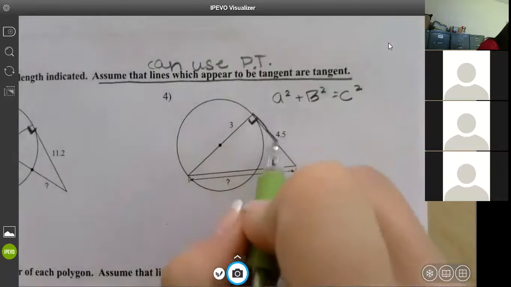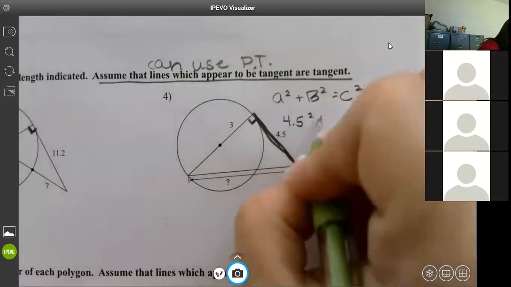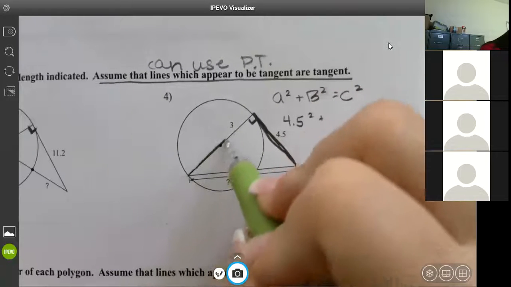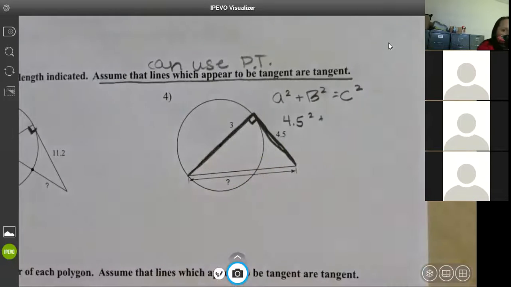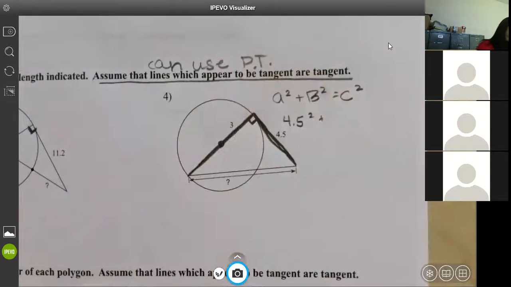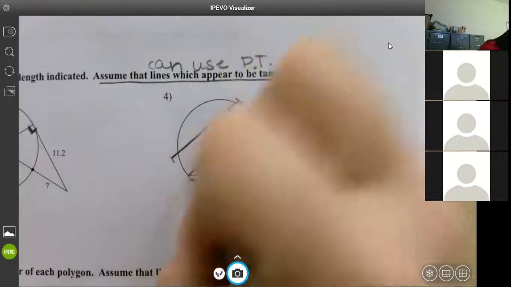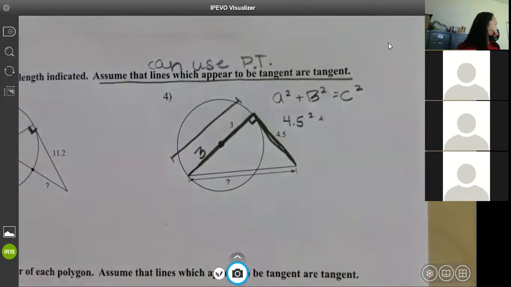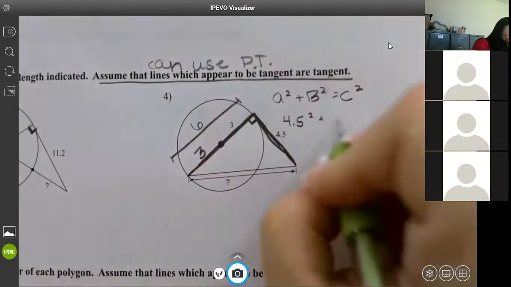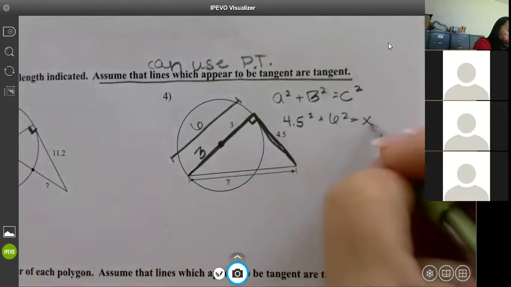We have our A. How long is A, or this side? 4.5. We need to know the full length of this side. What is that going to be? 6. Why is it 6? Because the 3 is halfway, the radius. So it's a diameter, twice the radius. The radius is 3, so this is 3, which will make 6. And then since this is looking for the full length, we can just label it all X.